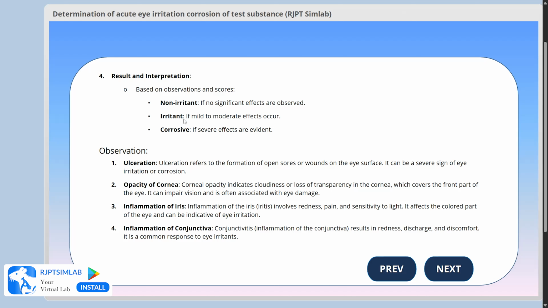It is irritant if mild to moderate effects occur, which means when we observe mild or moderate effects on the rabbit's eye on which we have administered the drug, then our test drug can be said to be irritant. Then, if severe effects are evident, which means the effects are very severe and have shown a great effect on the rabbit's eye, then the test drug can be said to be corrosive.